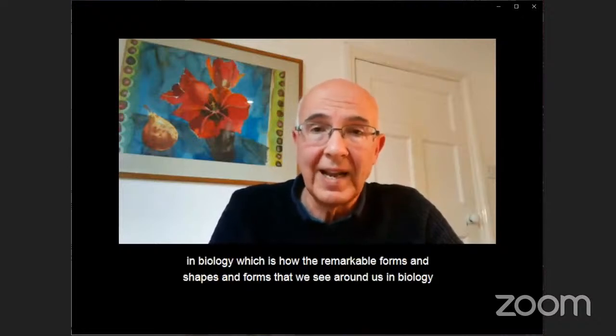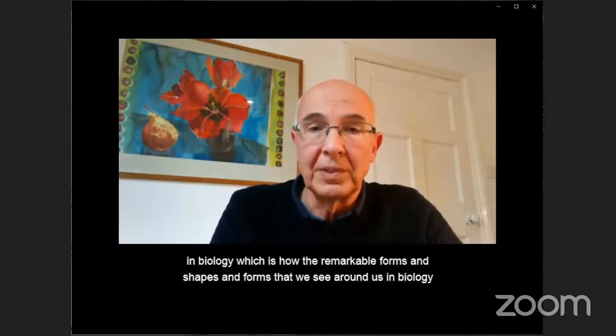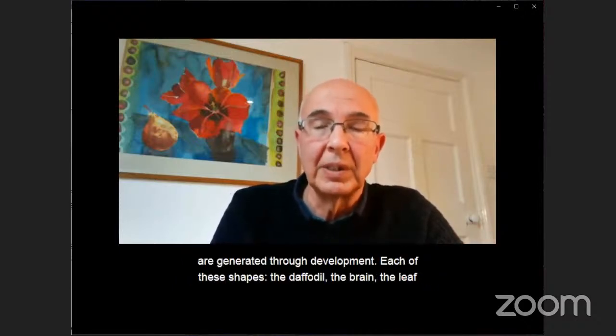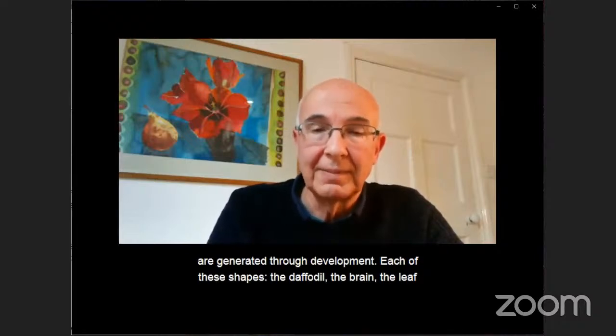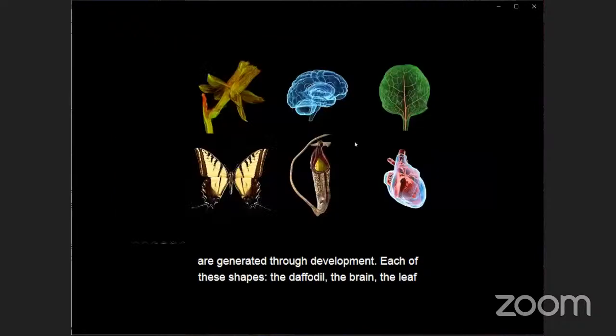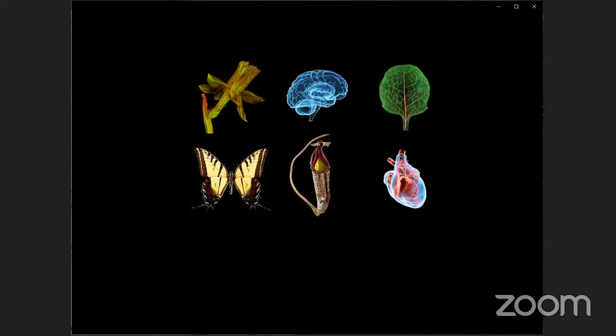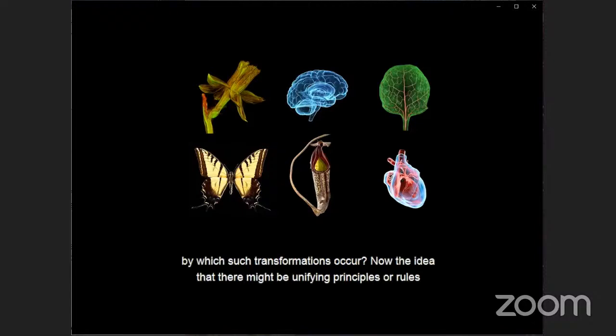What I'm going to be talking about is a fundamental problem in biology, which is how the remarkable shapes and forms that we see around us in biology are generated through development. Each of these shapes, the daffodil, the brain, the leaf, the butterfly, the pitcher leaf, and the heart, all arose through sheets of cells somehow miraculously deforming themselves into these different forms. And the question I want to ask is, how did that happen? And might there be some common fundamental rules by which such transformations occur?